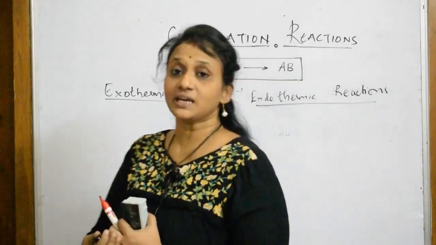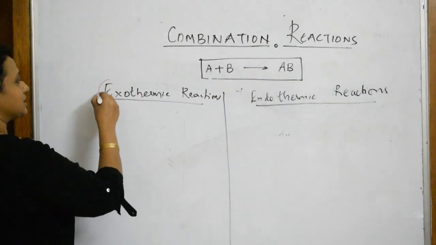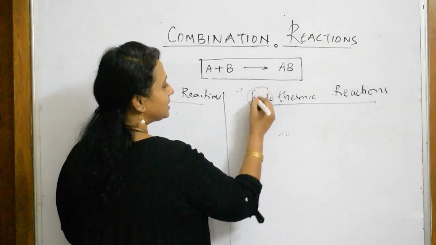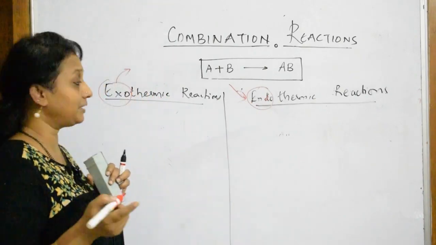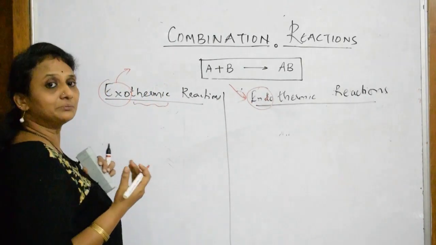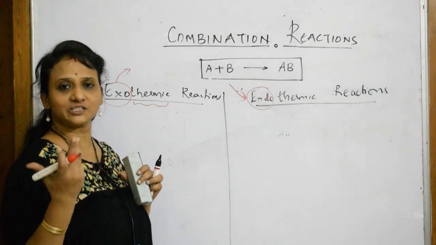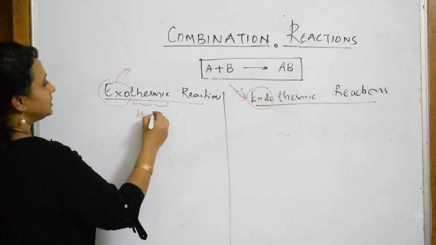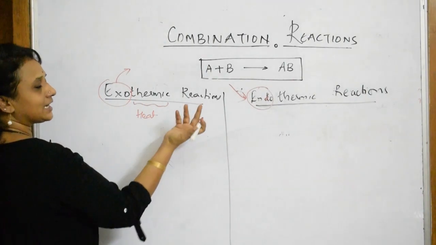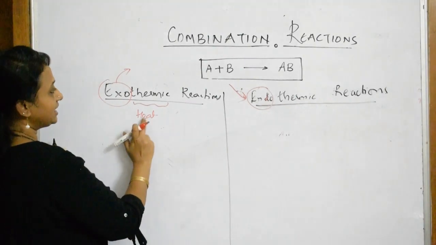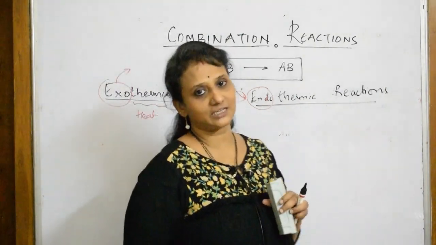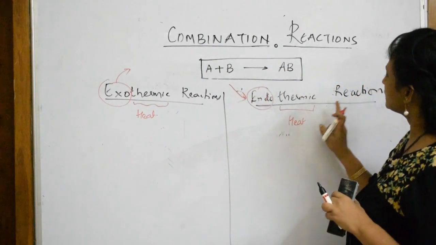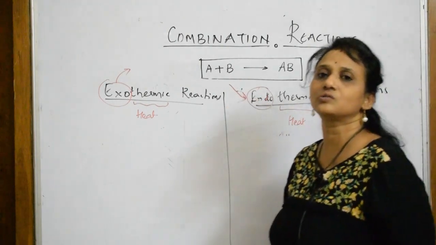So what do exothermic and endothermic reactions mean? Exo means giving out. Endo means taking in. Therm means heat, like the thermos flask where you pour the tea and keep it so that it's hot. So the reactions in which heat is released is called an exothermic reaction. The reactions in which heat is absorbed is called an endothermic reaction.